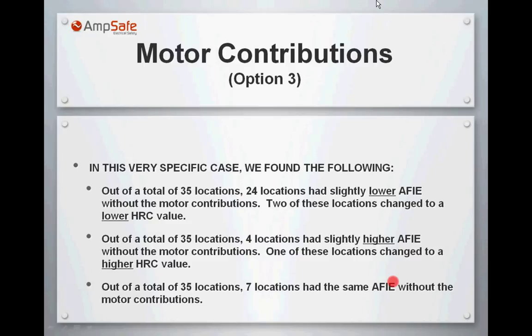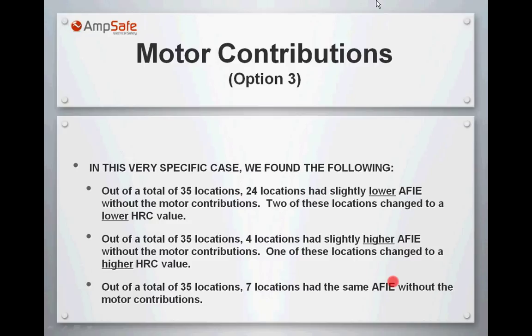Okay? And without the motor contribution, 2 of those locations changed to a lower HRC with respect to having the motor contributions. That's what happened with this particular situation. Out of a total of 35 locations, 4 locations had slightly higher ArcFlash incident energy without the motor contribution, which is interesting. So it can go up and it can go down.